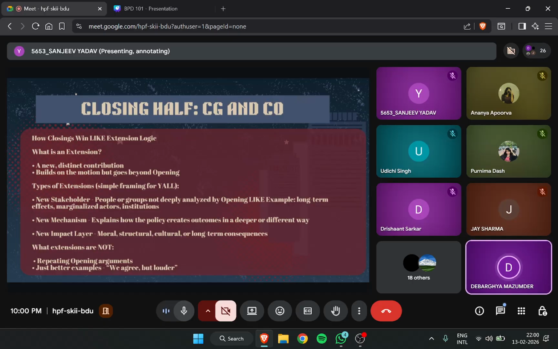Simply introduce new stakeholders. Who are the stakeholders again? Probably the people or the groups that are not deeply analyzed by the opening. For example, in terms of long-term effects, in terms of marginalized categories, in terms of institutions in the very first place, right? When we talk about these long-term effects or marginalized actors, they give you a huge number of points, or speak when you talk about them exclusively, right?